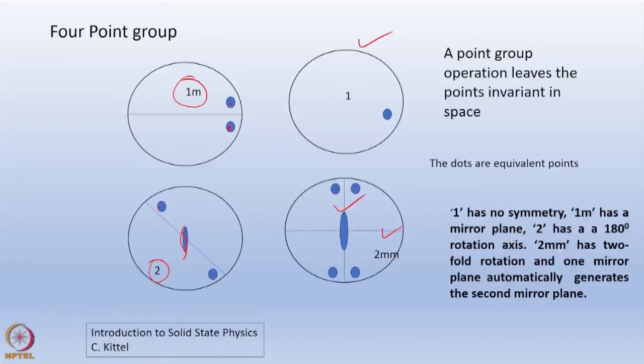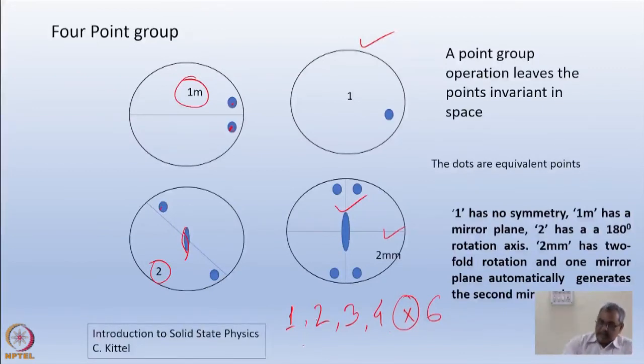Rotations are represented by 1, 2, 3, 4 and 6, because we have learned that the possible rotations are 1, 2, 3, 4, and 6, not 5, because we can fill space with these rotational symmetries. A rectangle, a triangle, a square, a hexagon can fill space, but a pentagon can't. That's why we say the possible rotations are 1, 2, 3, 4 and 6. Five-fold symmetry in solids is not possible. This book's cover page also shows why pentagons can't fill space.